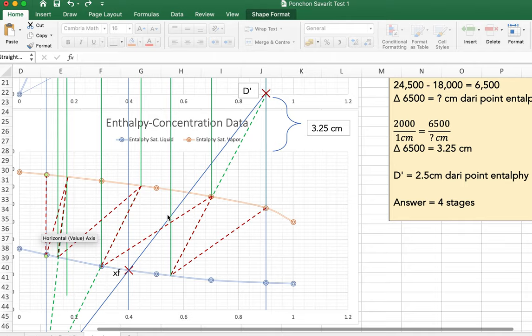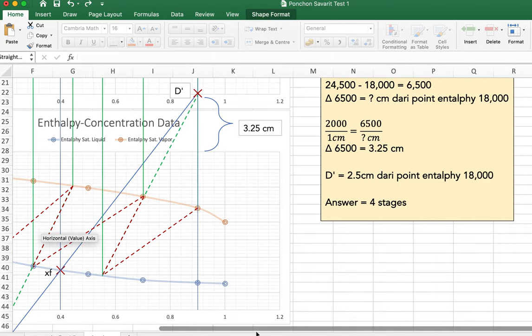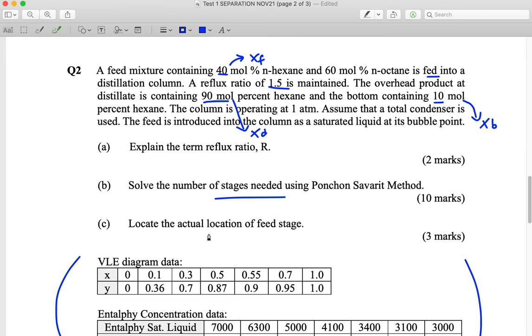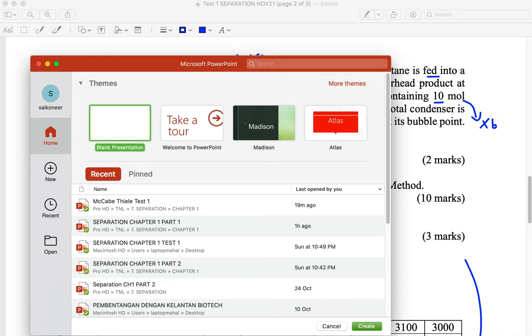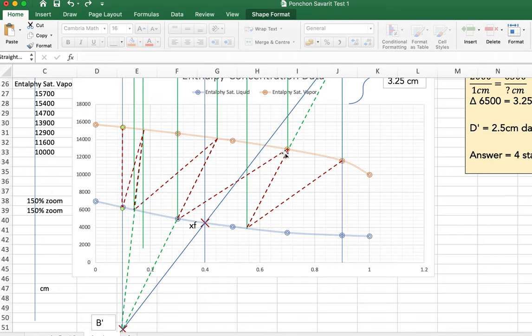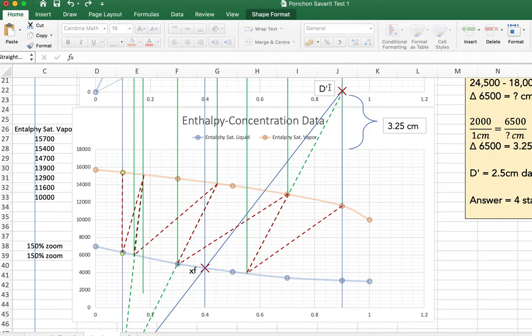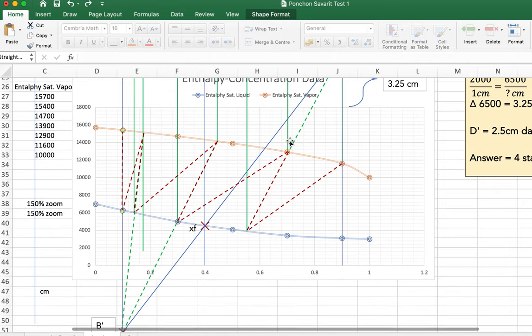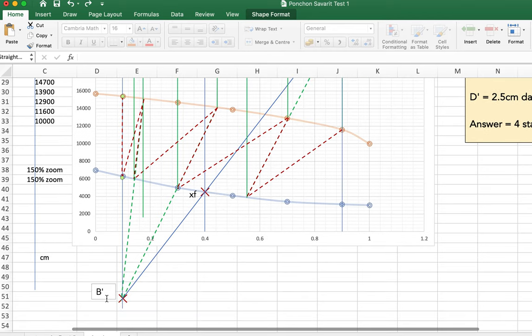You have to repeat the question if you want to master how to draw the diagram and stages. So in this case, we have four stages. To answer the question, locate the actual location of each stage. So our feed stage is at stage number 2, because the first stage is using the D prime as the reference, but the second stage is partially using D prime and partially using B prime as a reference, so it is the feed stage.